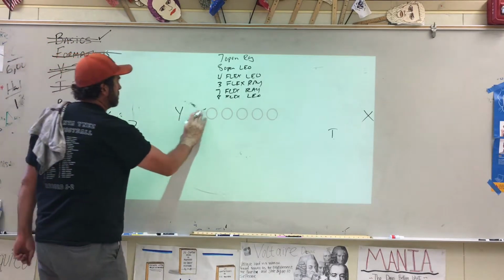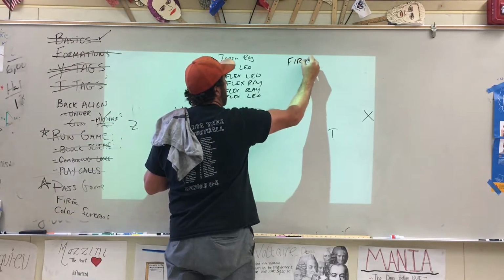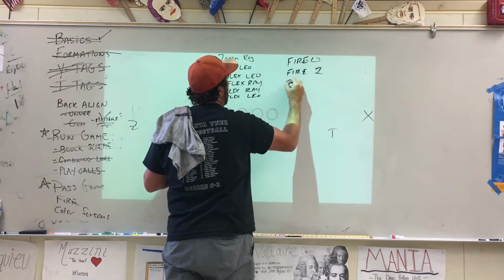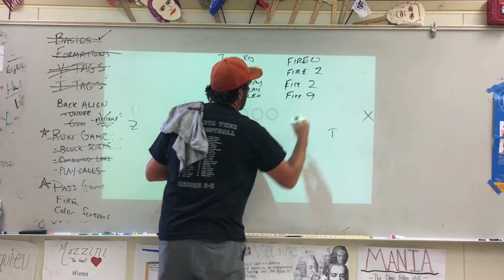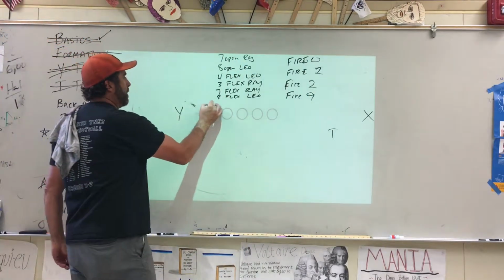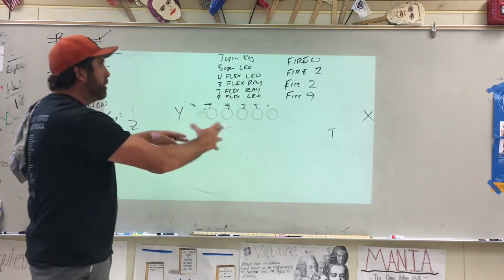Our fire series, pretty straightforward. We have only 4 of them. We have fire 0, fire 1, fire 2, and fire 9. Okay? So basically the fire tells the line that they are firing out. They are showing run so that you hold the backers in, keep the backers in.